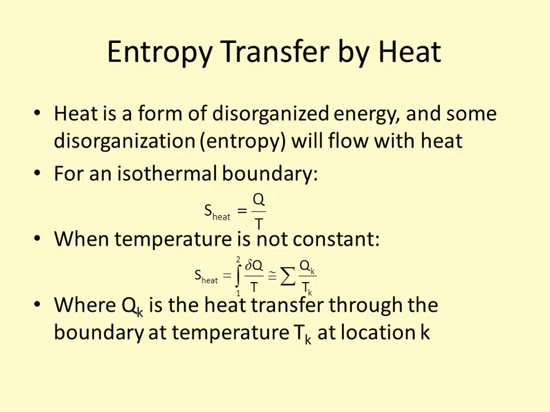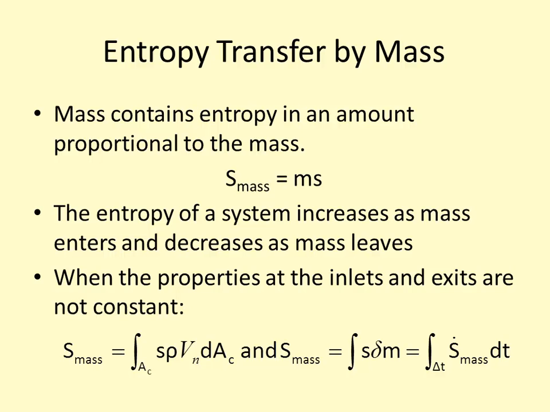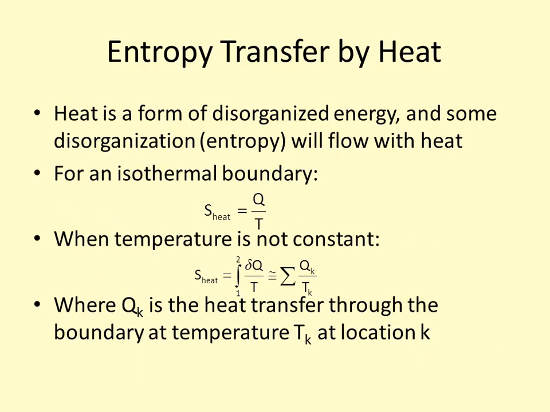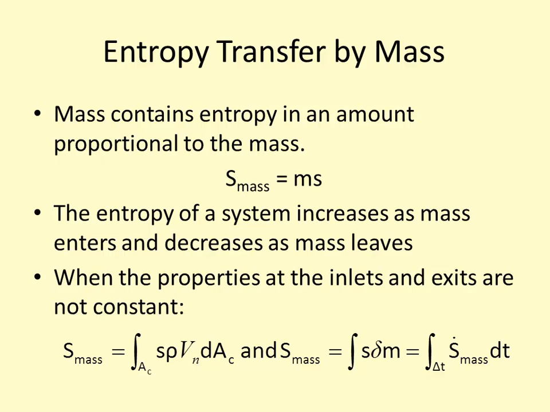If the temperature is not constant, then we would have to find some average associated with the amount of heat transfer at each different temperature through the system. Again, we don't do this in this class, any of the problems that we have, but it's important to know that this is a generalized form of the equation, Q over T.